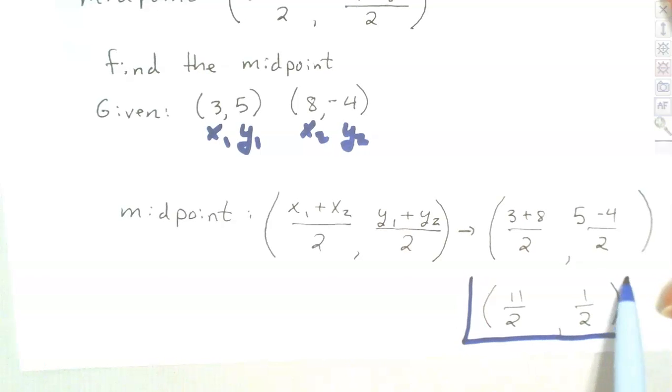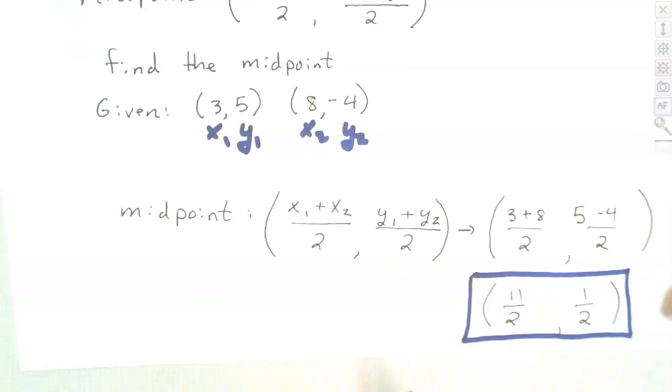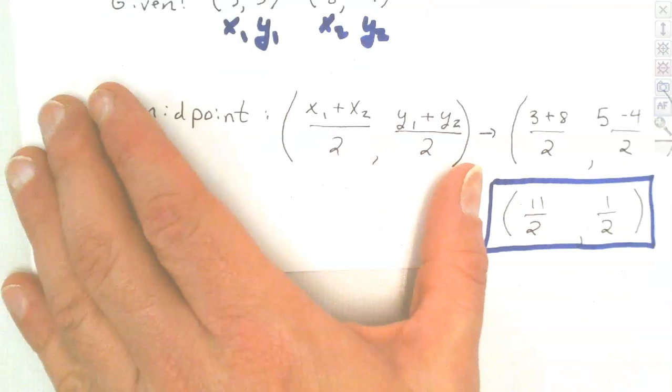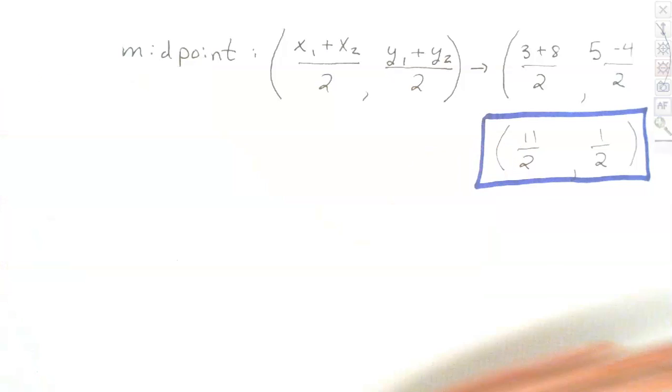And that again is your midpoint. So just think about longitude and latitude on a map. And that would give you the closest city that's in between 2 other cities. We'll do one more of these. This one will have decimals. We'll work it out the exact same way. And then we'll work with the distance formula.